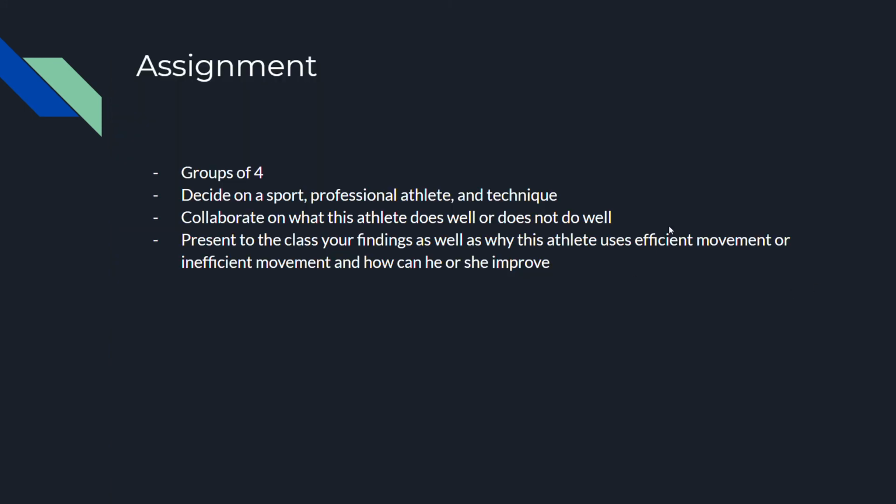So the assignment for the next class, we're going to get in groups of 4. You're going to decide on a sport, professional athlete, and a technique. Let's not use Steph Curry since we all saw that, but you can decide on basketball and Ray Allen and his shooting technique, or you can decide football and Tom Brady and his throwing technique. So you're going to choose a sport, an athlete, and his technique.